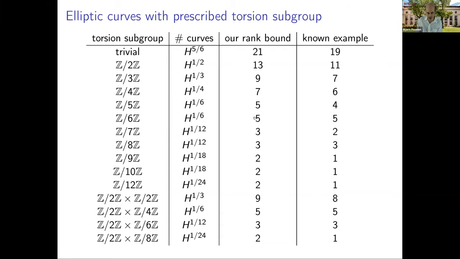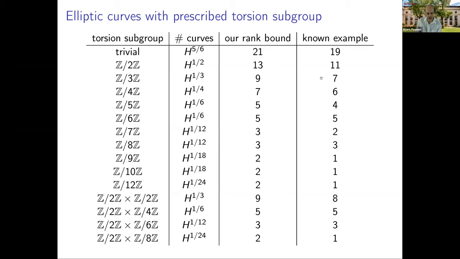Then you can compare that with the reality about the largest known rank, or the largest known infinite family of elliptic curves with this subgroup. So this 19 here means that there are infinitely many elliptic curves over Q with trivial torsion subgroup and of rank at least 19. And so far it looks good. The reality seems to be matching this.